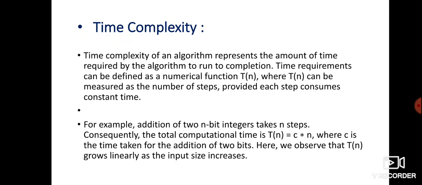Time complexity. Time complexity of an algorithm represents the amount of time required by the algorithm to run to completion. Time requirements can be defined as a numerical function T(n), where T(n) can be measured as the number of steps, provided each step consumes constant time. For example, addition of two n-bit integers takes n steps. Consequently, the total computational time is T(n) = c * n, where c is the time taken for addition of two bits. Hence, we observe that T(n) grows linearly as the input size increases.